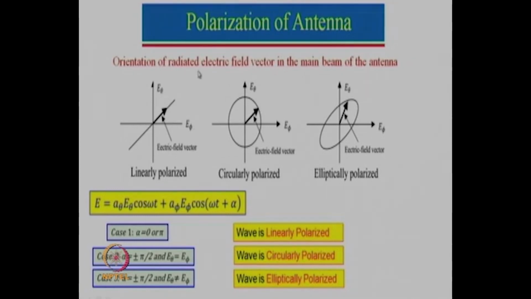Let us say for the polarization to be defined, any E component has a theta component and a phi component. So E theta cos this, and then there is a phase difference between them.